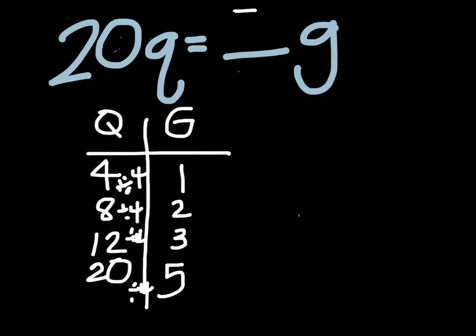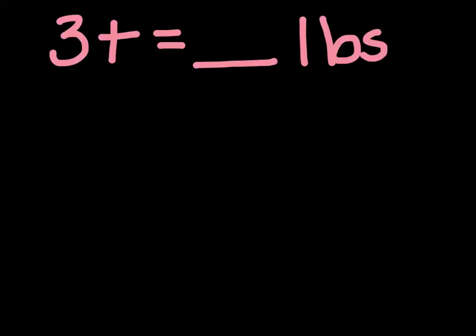The answer is 5. 20 quarts is 5 gallons. Let's try another one. Remember, this should be on your paper. All right, go ahead and write this problem. 3 tons equals how many pounds? What are we going to do first? T-chart. What goes on my T-chart?